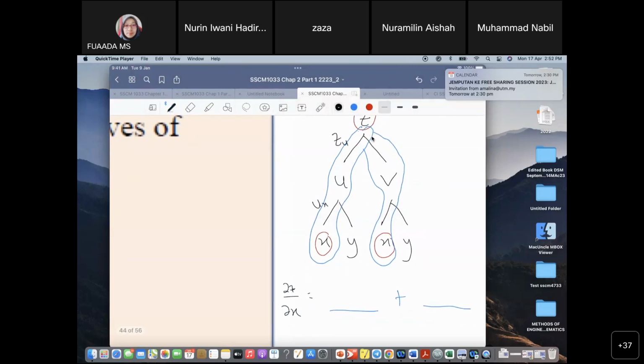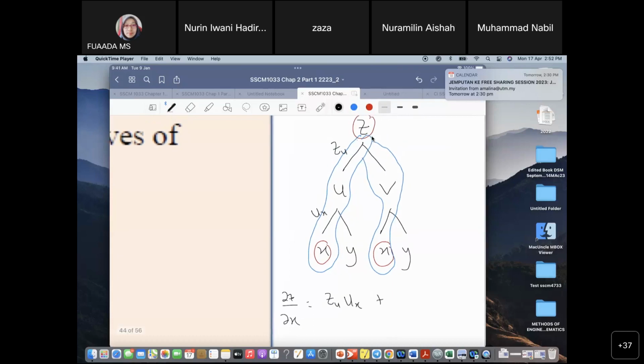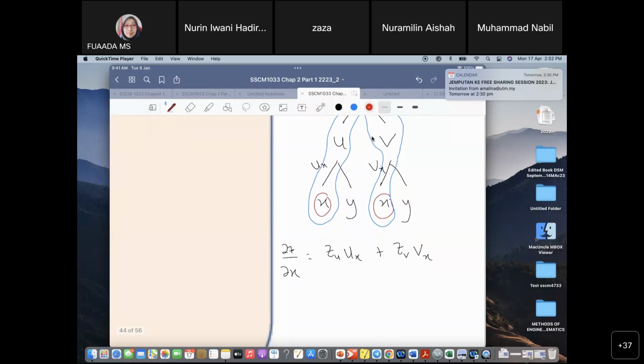Okay. So, apa formula yang you kena fill in tadi? Okay, now you have the ZU, UX. Plus, okay, second root, Z ke V, so you have ZV. This is ZV. And V ke X, you have VX. Okay. So now you tengok, nak check betul ke tidak formula ni. So U ke U, V, V. Dia mesti sama. Tu dia punya pattern of the formula.